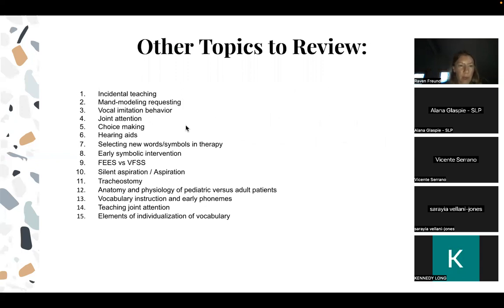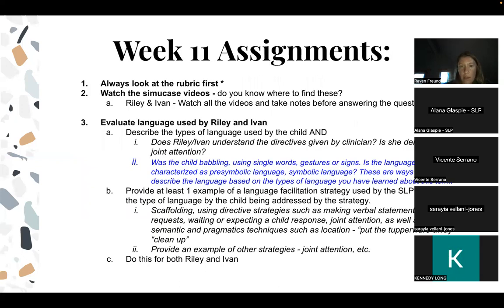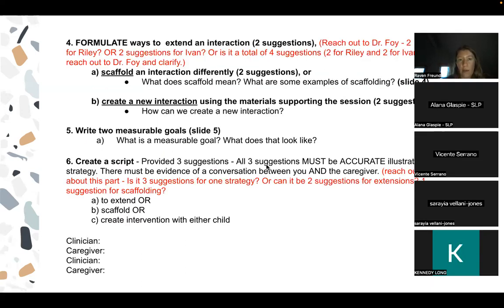Okay, other topics to review. Let's see. I think that most of these are on the study guide. If there's something on this that isn't on the study guide, I would just not worry about it. We're not going to go through all of those because that's a lot. Ignore that. This is about previous assignments. Okay, here's some good examples in the book for symbolic early communication. And I think you guys have the same book, I'm almost positive. So that is good to know. This was for that previous assignment that I think you guys maybe had like 2 weeks ago.